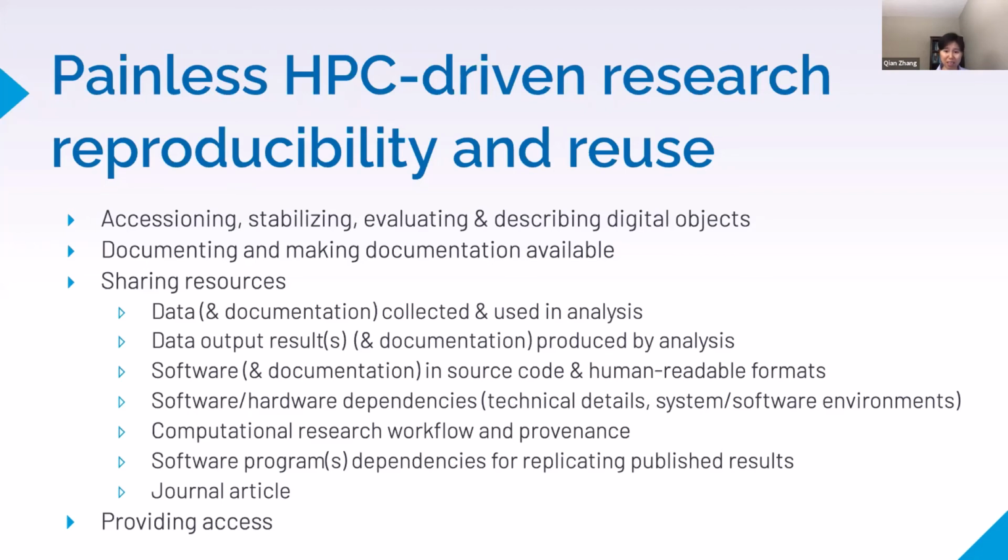So software and hardware dependencies for replicating published results, including technical details and the associated software systems and software environments, are also important key factors for the feasibility of reproducibility. Other than that, we also need to try to make open data, open publication, and open code, and provide access to almost all necessary scholarly outputs that have been used in our research.